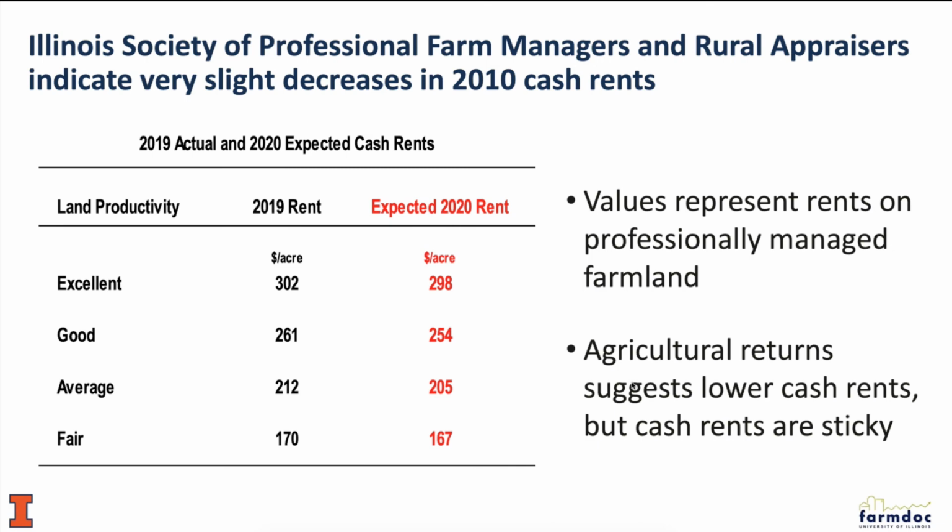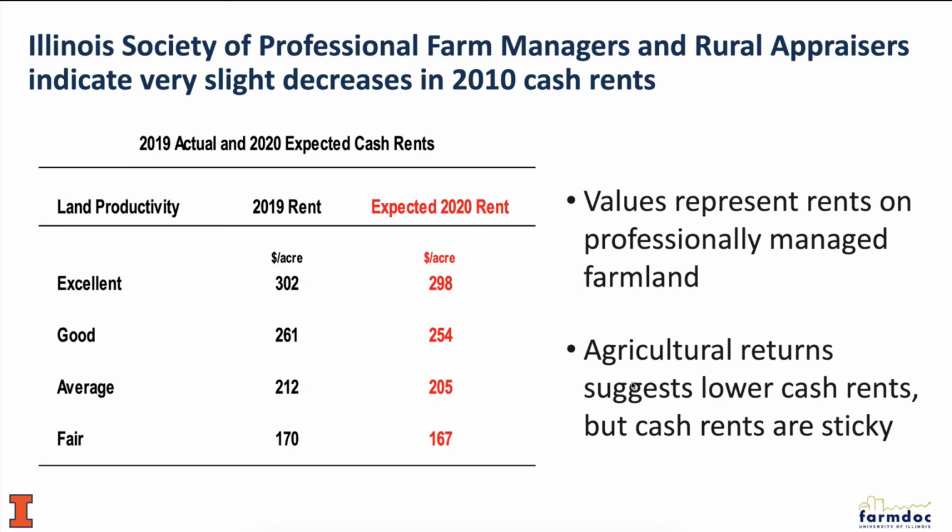Again, the slide shows what the Illinois Society is saying, and they expect a $4 decrease in cash rents on excellent quality farmland. That would be land expected to produce over 200 bushels per acre.